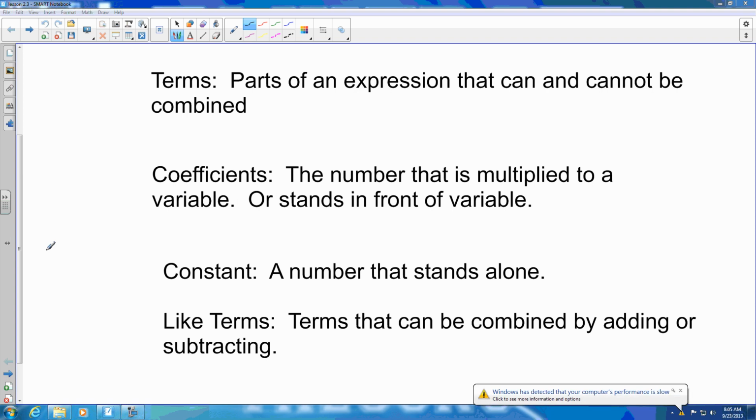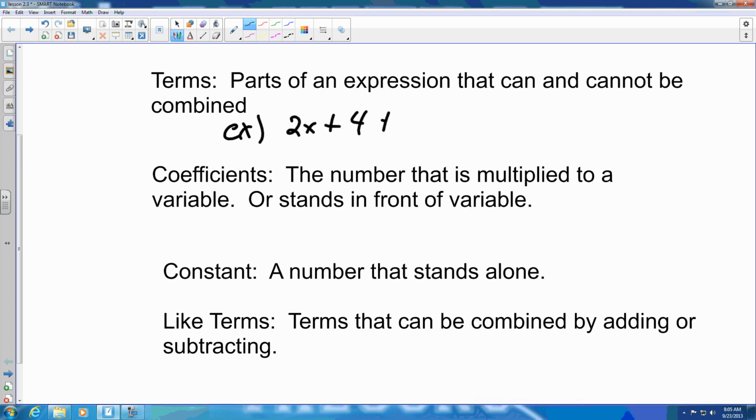So, basically, these are the different values you get in a specific expression. For example, if I had 2x plus 4 plus 8x plus 6, my terms for this specific expression would be 2x, 4, 8x, and 6. Okay?